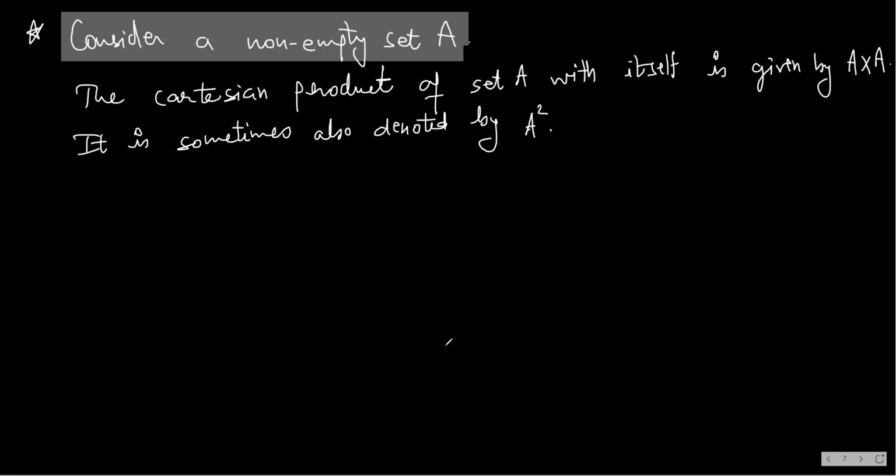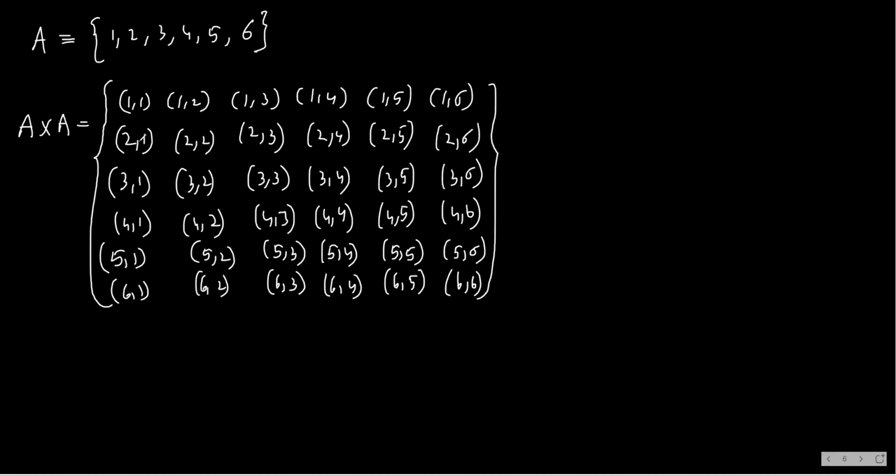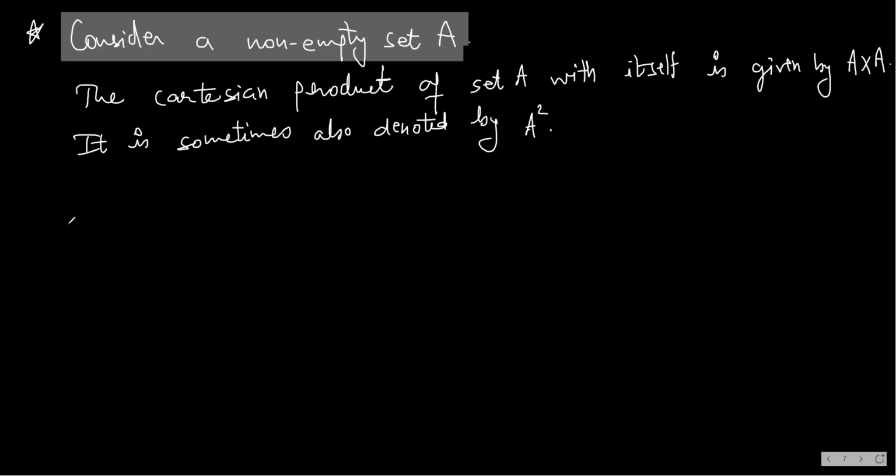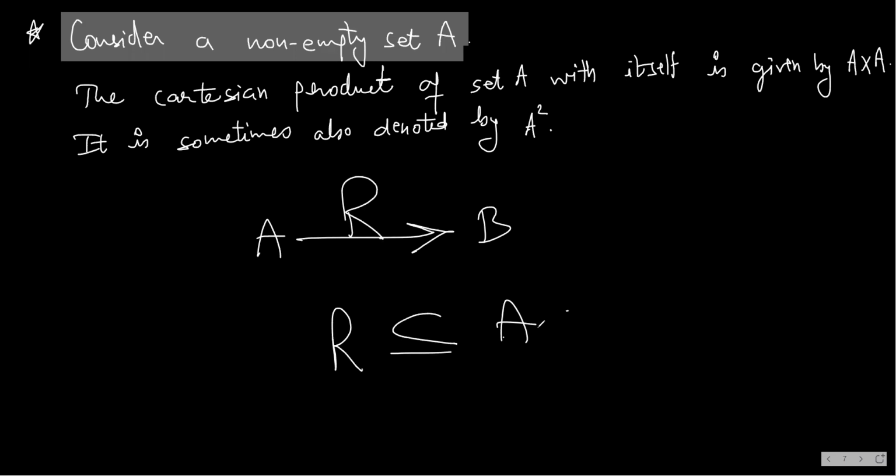See, I define a relation on such a set. I define a relation from set A to set A. Try to understand, students, that since I have just one set, I don't have two sets. Normally, when I have two sets, A and B, I say the relation from set A to set B. And in that case, the relation which I define is a subset of A cross B.